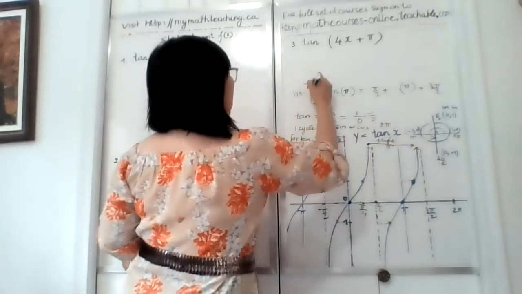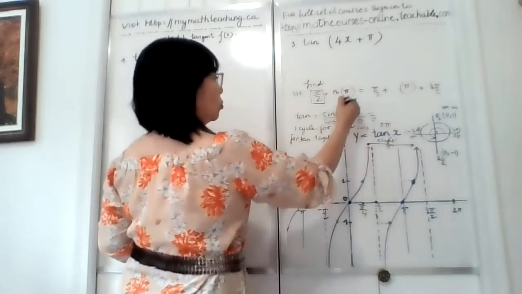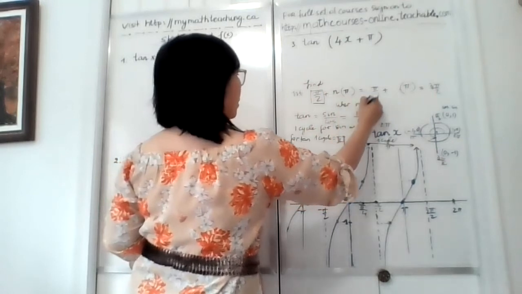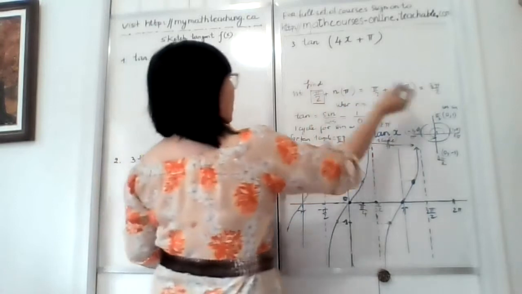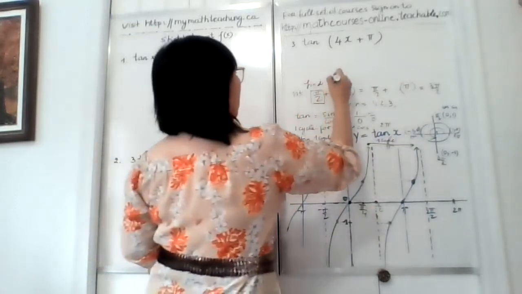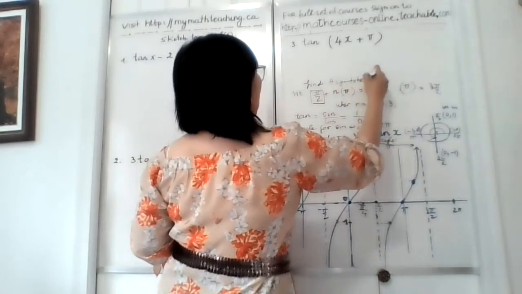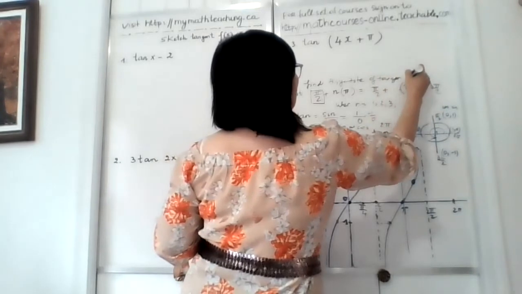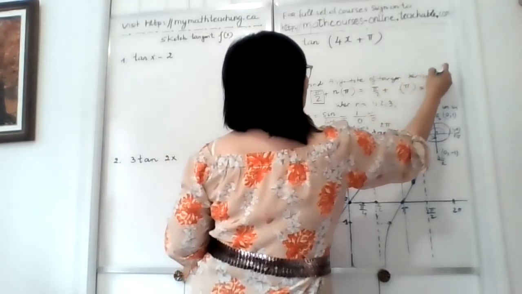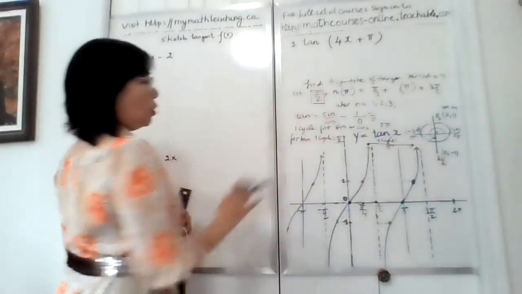Then you can find as many as possible, depending on n equal 1, 2, 3, where n is an integer, right? So that's the formula to find the asymptote of the tangent. And remember, the period of the tangent is 1 pi, not 2 pi like sine and cos. So these are the information you need to know, okay?